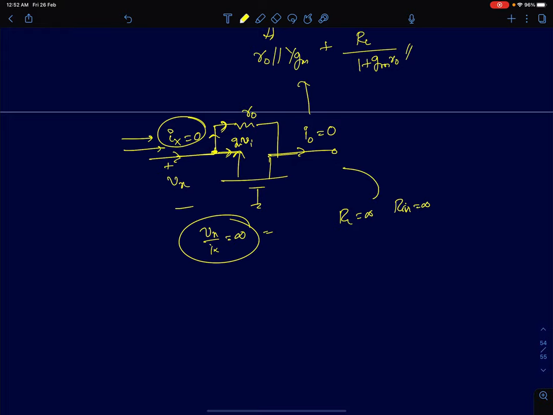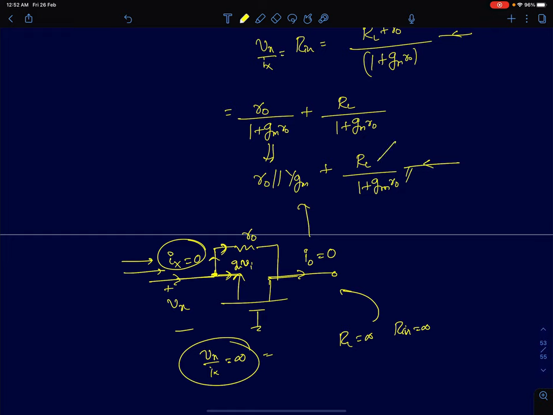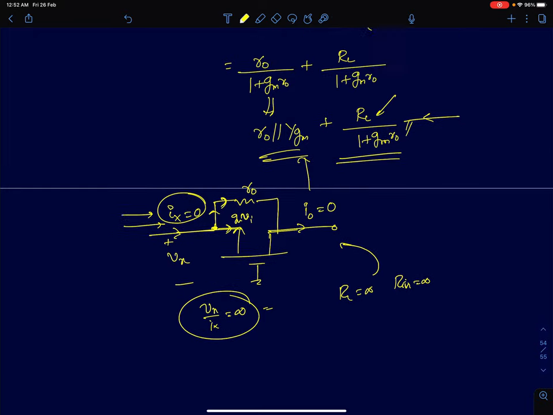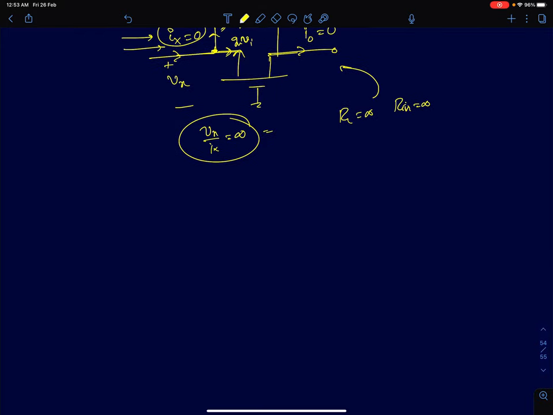We just analyzed a limiting case, and we showed that it is infinity, and you can see that from the equation as well. If you make RL as infinity, the input resistance is infinity. So just one more point to note here is that even though the input current is 0, you should understand there is some finite current flowing in the MOSFET.